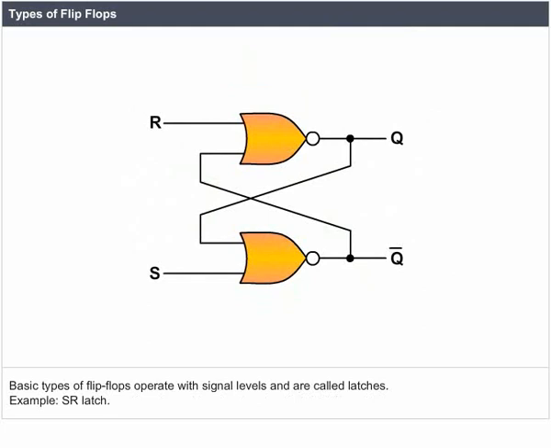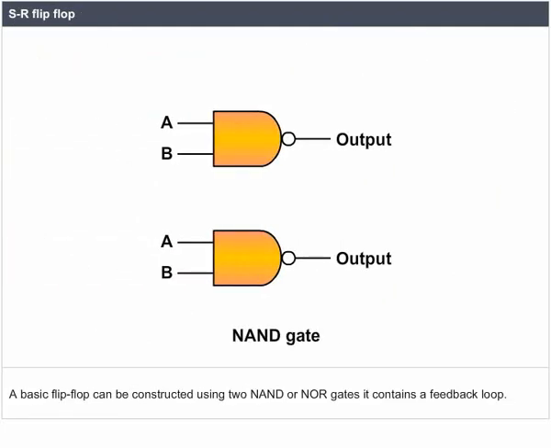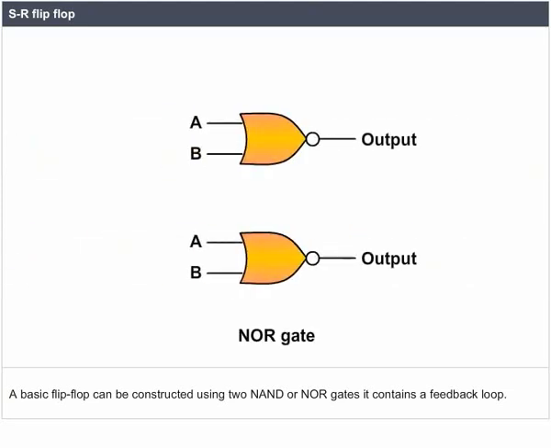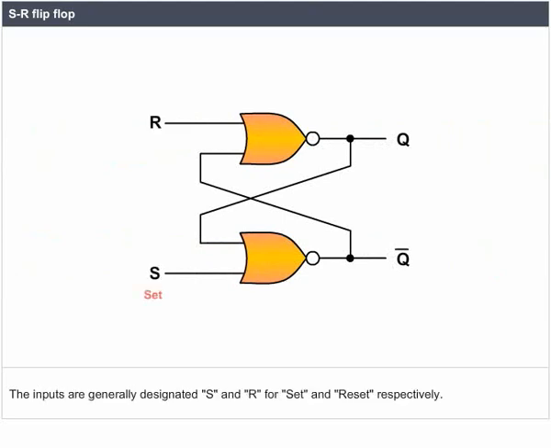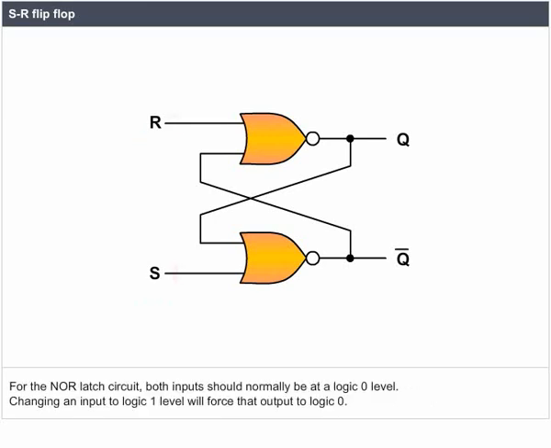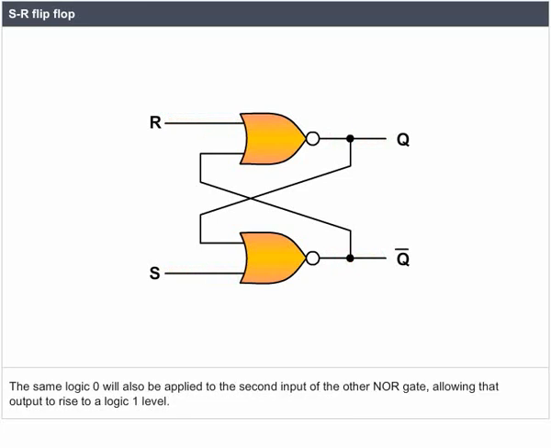Example, SR latch. A basic flip-flop can be constructed using two NAND or NOR gates. It contains a feedback loop. The circuit shown is a basic NOR latch. The inputs are generally designated S and R for set and reset respectively. For the NOR latch circuit, both inputs should normally be at a logic 0 level. Changing an input to logic 1 level will force that output to logic 0. The same logic 0 will also be applied to the second input of the other NOR gate, allowing that output to rise to a logic 1 level.